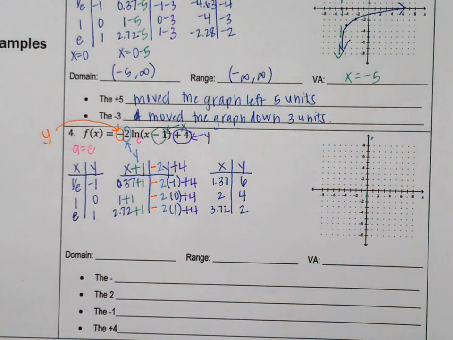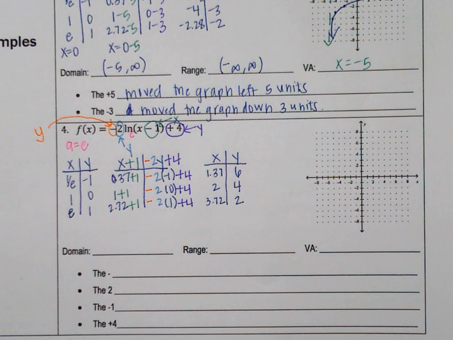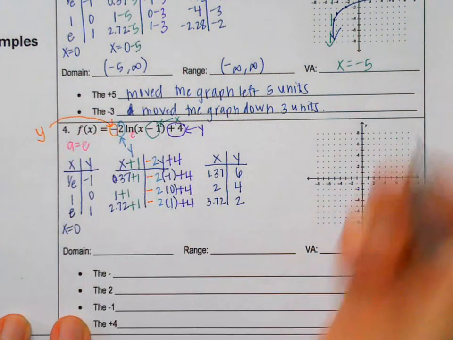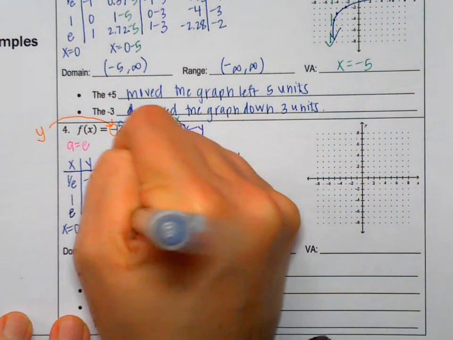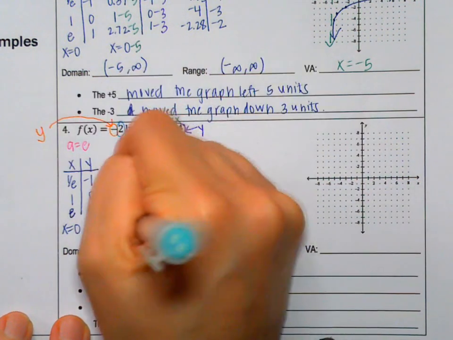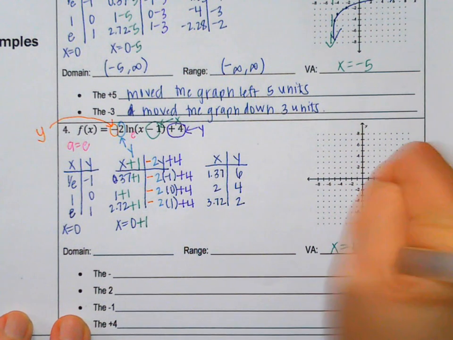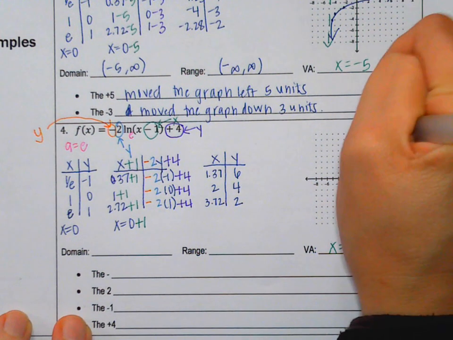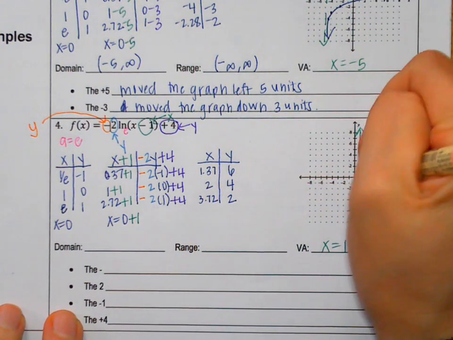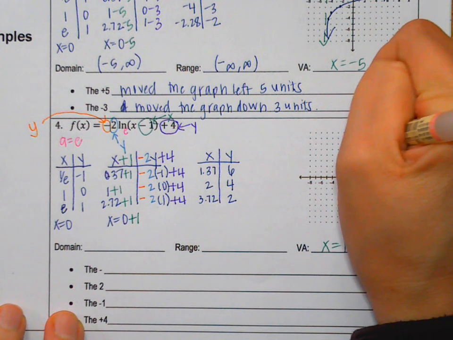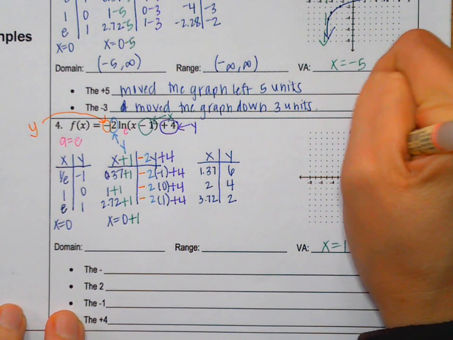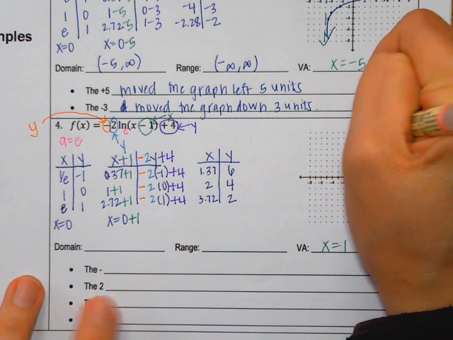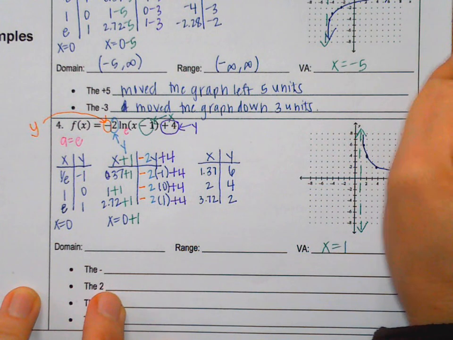Okay, so here's my final parent function table. Before I do anything, of course, I'm going to get my asymptote. My asymptote of my parent function was originally at 0. To all of my x values, I just added 1. So my new asymptote is going to be at x equals 1, which is over here. And then my graph, I have 1.37 is at 6, 2 is at 4, and then 3.72 is at 2. And so it is this curve kind of going down.